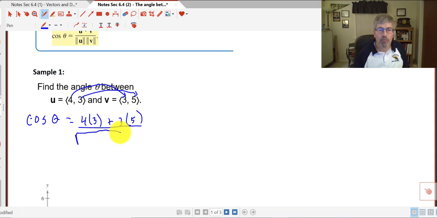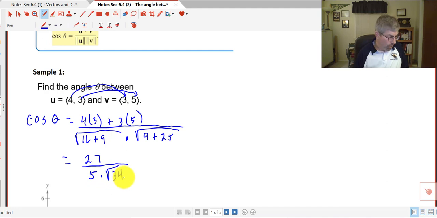The magnitude of u is the square root of 16 plus 9, and the magnitude of v is the square root of 9 plus 25. Working in my numerator, 4 times 3 is 12 plus 15, so I get a numerator of 27, all divided by the square root of 25, or 5, times the square root of 34. Now our goal here is to find theta. We've got our trig function, the cosine of theta equals 27 over 5 times the square root of 34.